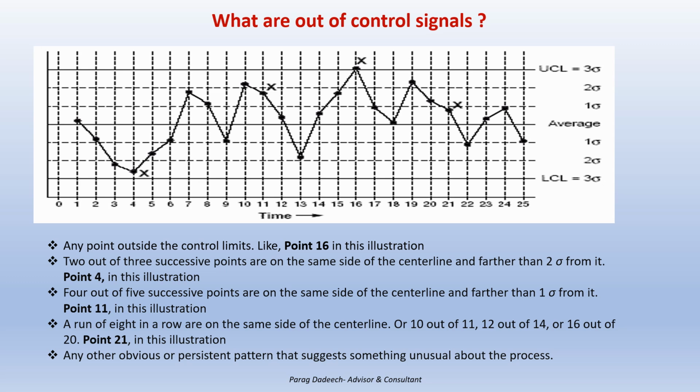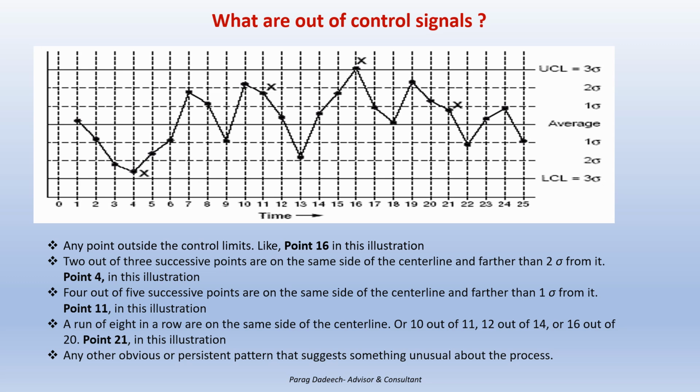signal. If there are 4 out of 5 successive points on the same side of the center line and further than 1 sigma from it, such as point 11 in this illustration, this is also an indication of an out of control signal. Similarly, if there is a run of 8 in a row on the same side of the center line, or 10 out of 11, 12 out of 14, or 16 out of 20, this also gives an indication of an out of control signal, such as point 21 in this illustration.